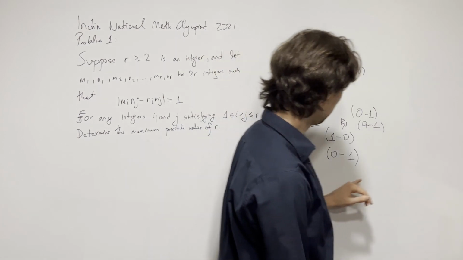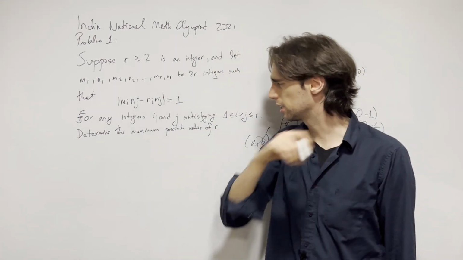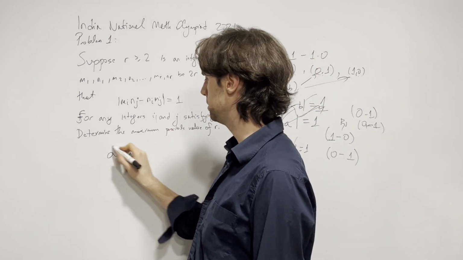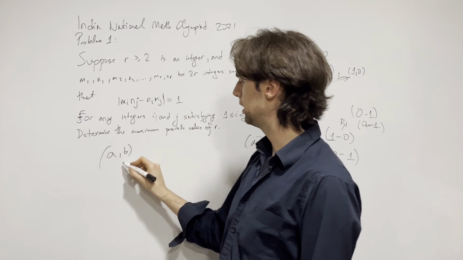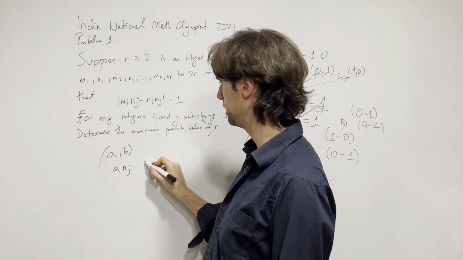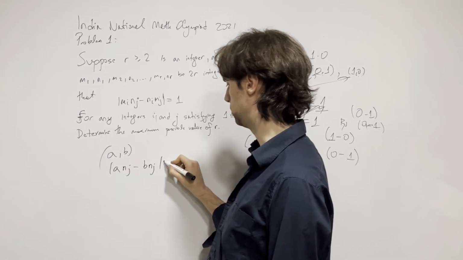So maybe let's actually look at 4. What happens if I have 4? Can I use anything here? So let the first pair be A, B, and then I have A Nj minus B Nj is equal to 1.